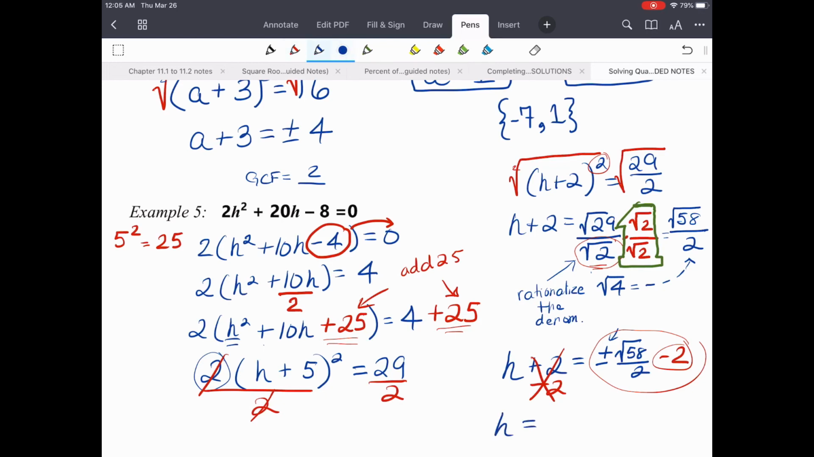So the answer is going to be h equals, I'm going to write it like this, negative 2 first, and then plus or minus root 58 over 2. And that is acceptable, okay? And that was kind of a weird answer.